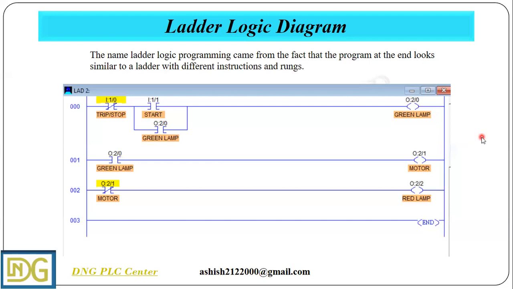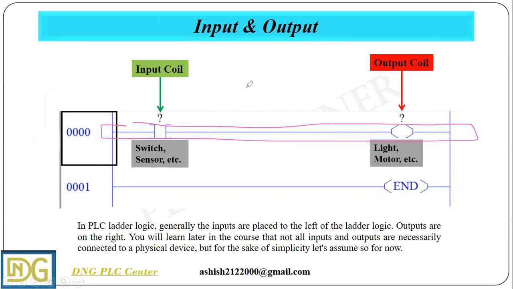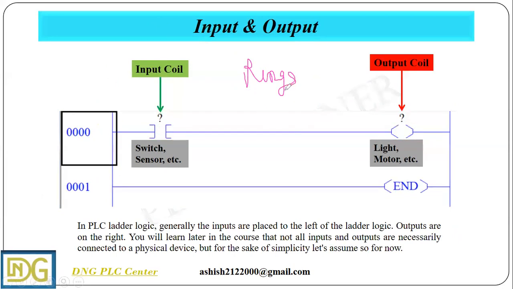Now we will move on to the next slide: inputs and outputs. So what are the inputs and what are the outputs here? It is the software part. This is a ladder logic diagram, as we know, and these lines represent our rails. These lines represent rungs, and these symbols represent instructions. This is our input coil and this is our output coil.